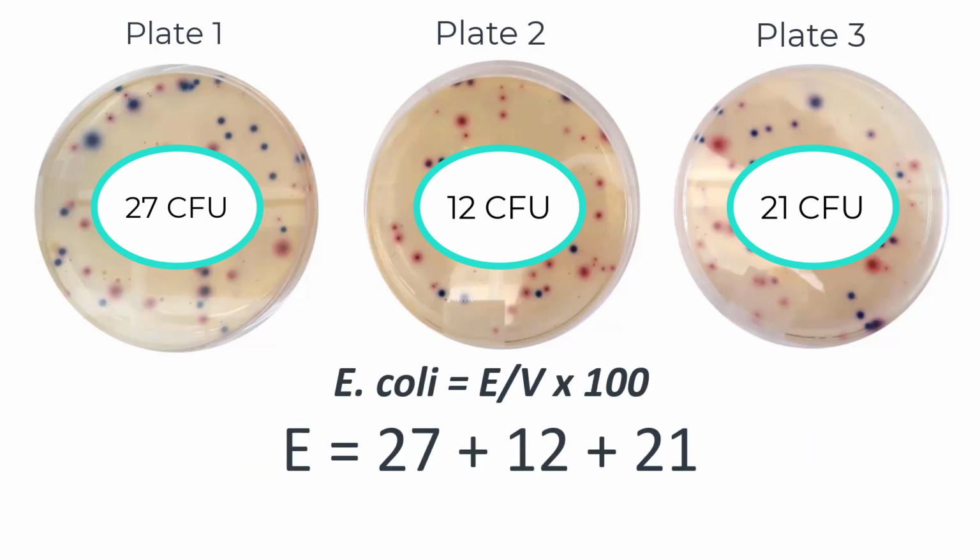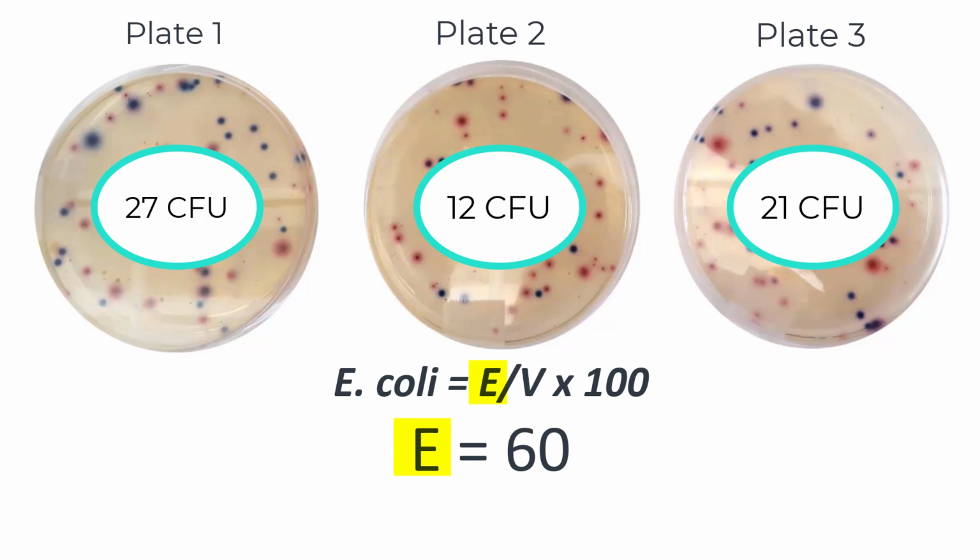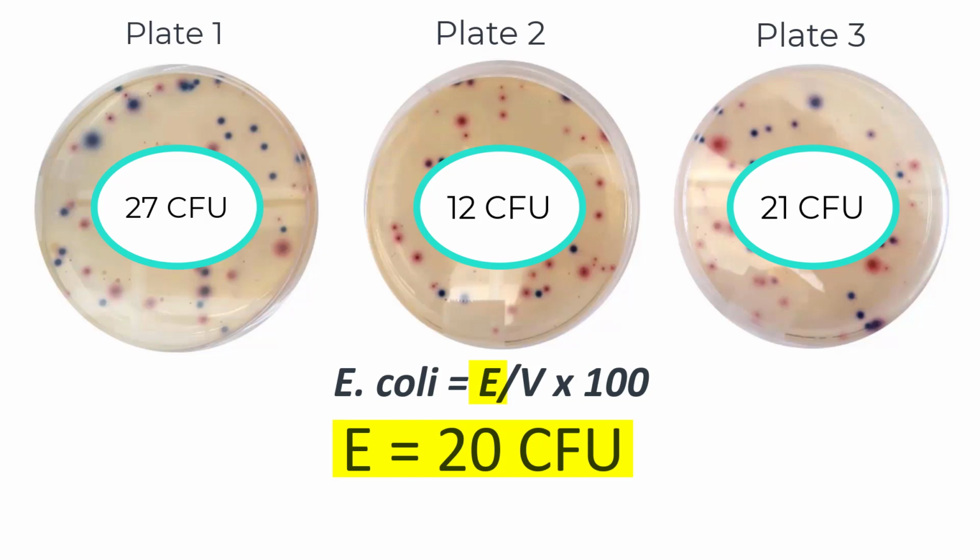The number of E. coli colonies, or E, will now be for all 3 plates. So we will add our counts of 27 plus 12 plus 21, which is 60. To get the average of the 3 plates, we will divide by the number of plates that we counted, 3. Dividing 60 by 3, the result is 20 CFU.